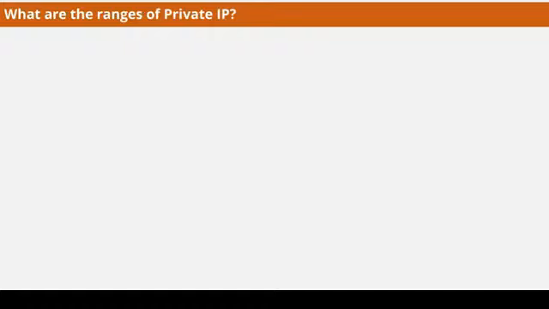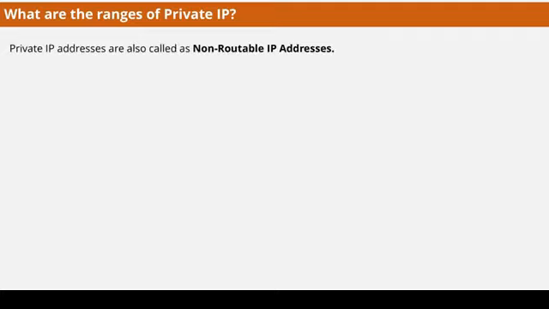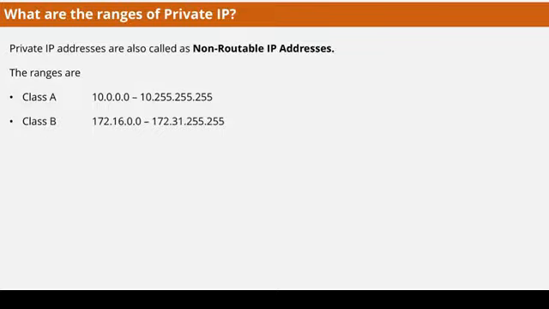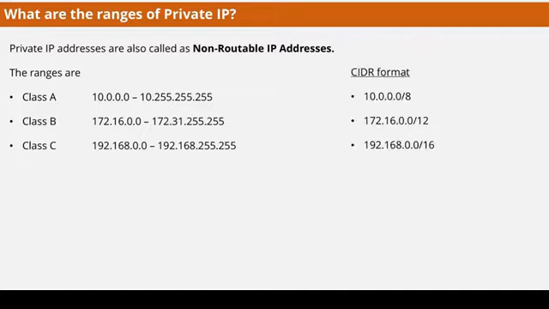What are the ranges of private IP address? Private IP addresses are also called non-routable IP addresses, and the ranges are 10.0.0.0 to 10.255.255.255, 172.16.0.0 to 172.31.255.255, 192.168.0.0 to 192.168.255.255. The same IP address ranges can also be represented in the CIDR format as follows.